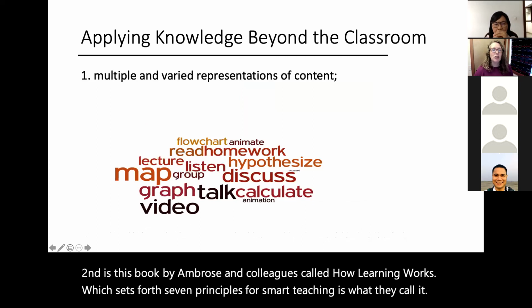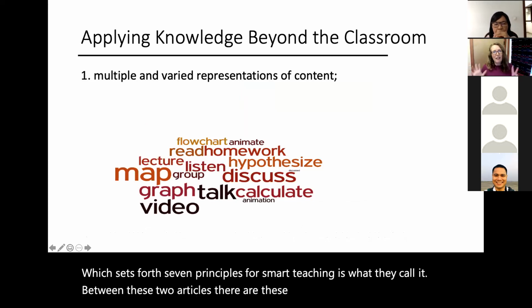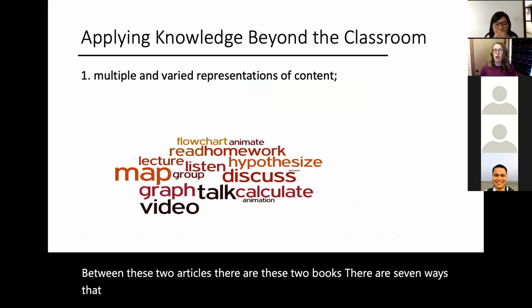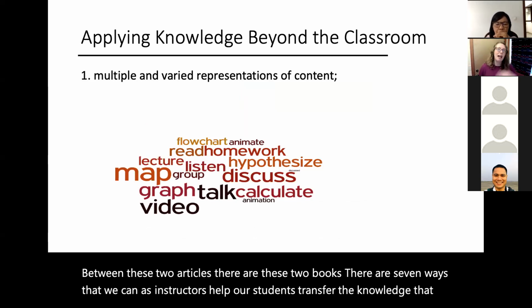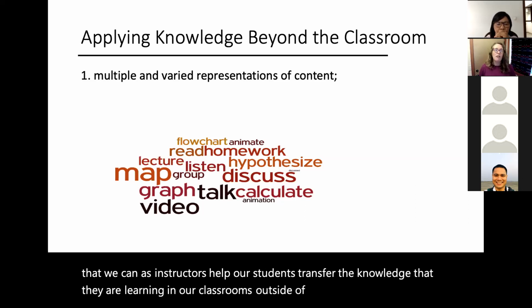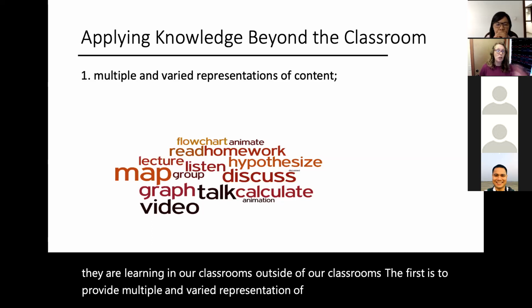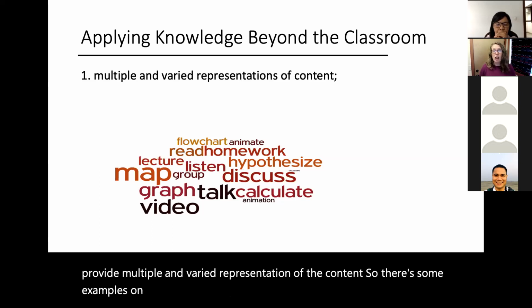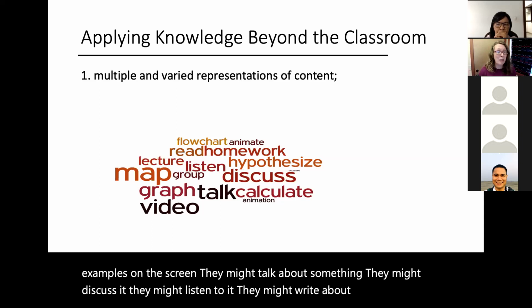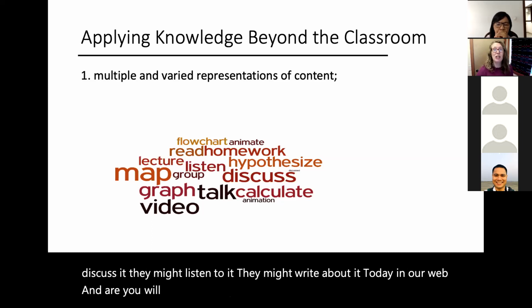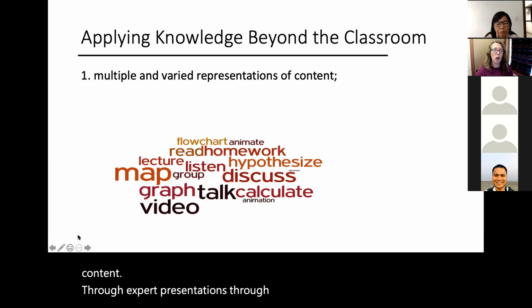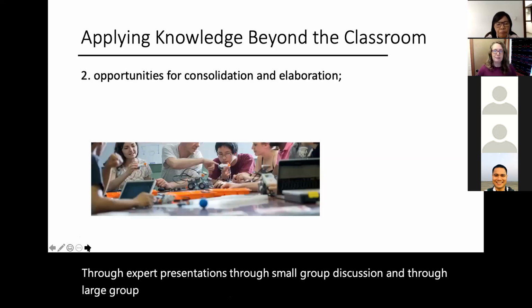Between these two books, there are 7 ways that we can, as instructors, help our students transfer the knowledge that they're learning in our classrooms outside of our classrooms. The first is to provide multiple and varied representations of the content. There are some examples on the screen. They might talk about something, discuss it, listen to it, write about it. Today in our webinar, you will have multiple opportunities to engage with the content through expert presentations, small group discussion, and large group discussions, as an example.